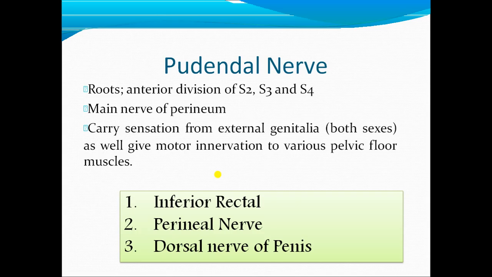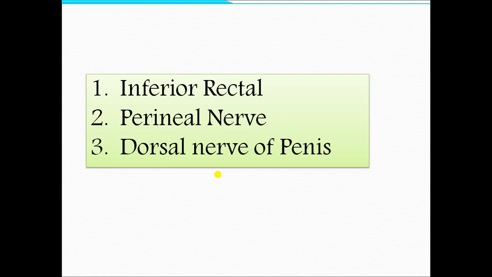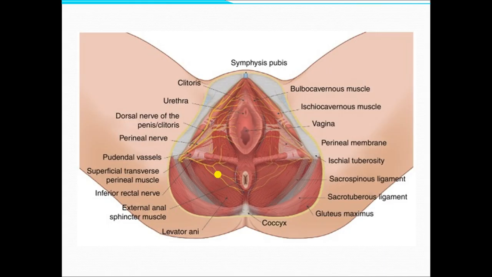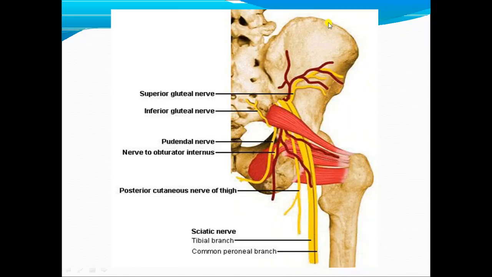Okay, now we'll go for the lower limb and gluteal region nerves. In the lower limb and gluteal region nerves, there are different nerves, 7 nerves, and these nerves are arranged as 2 groups. One is above the piriformis muscle, and one is below the piriformis muscle. Above the piriformis muscle, there is only one nerve, the superior gluteal nerve. All these nerves you studied during the lower limb region.